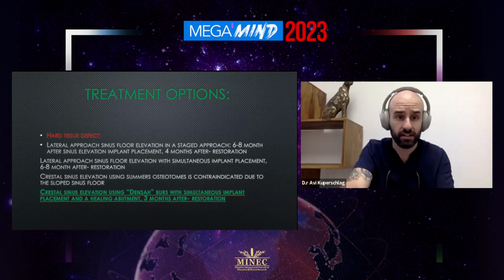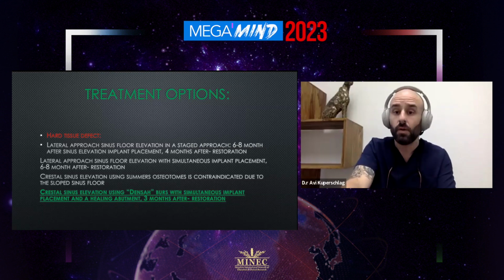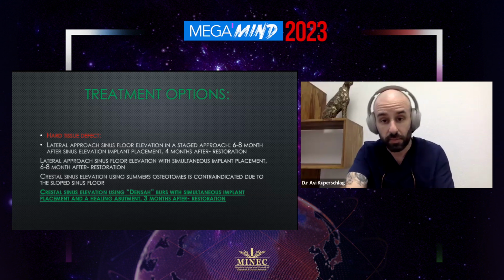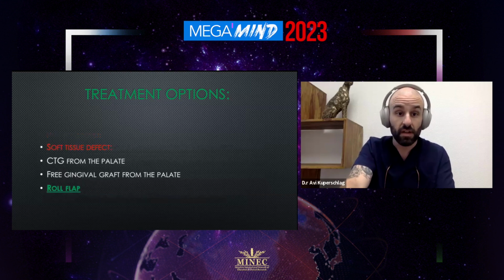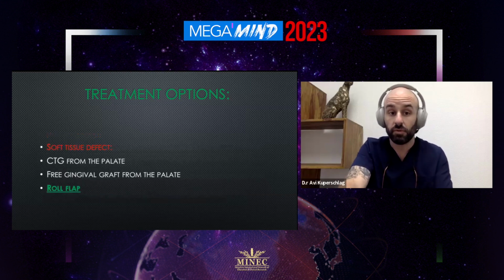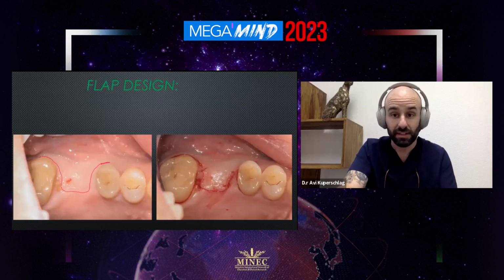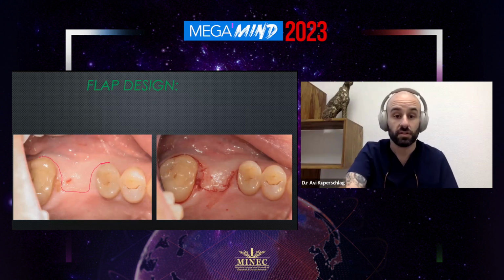And regarding the hard tissue defect, we chose the crestal sinus elevation using the Densbur with simultaneous implant placement, with a healing abutment, with a one-stage approach, and 3 months after we go for the restoration. And for the soft tissue defect, we chose to go for a roll flap, and I will show you immediately what we mean. So let's go for the surgical photo.